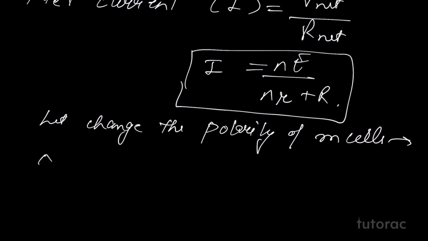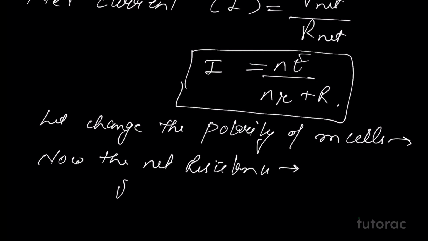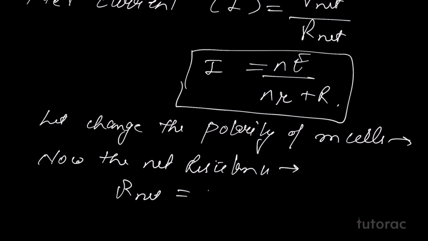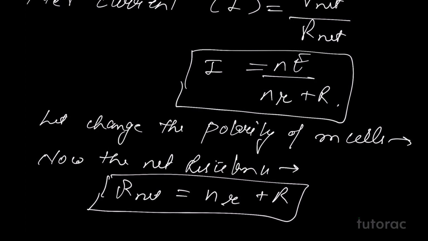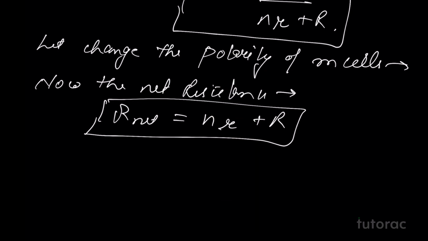So first of all, let's try to calculate now the net resistance. Now the net resistance will remain the same. So R net will again remain the same, as it doesn't matter how many cells' polarity you are changing. The only change you will get is in the potential difference. The net resistance will remain the same. Thus, net resistance again comes out to be small n multiplied by small r plus capital R. This is my R net. The only difference that I'll observe is in V net. So what will happen to the V net?